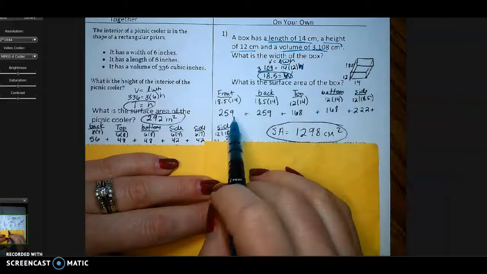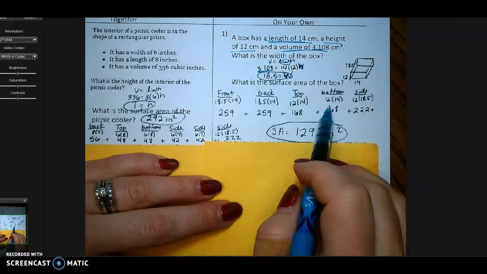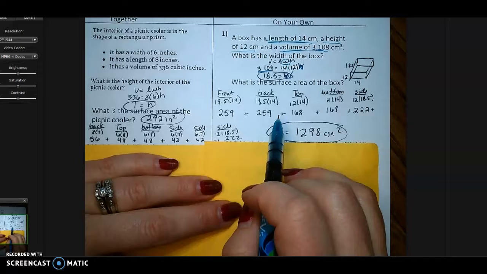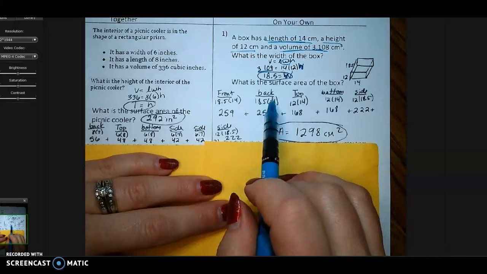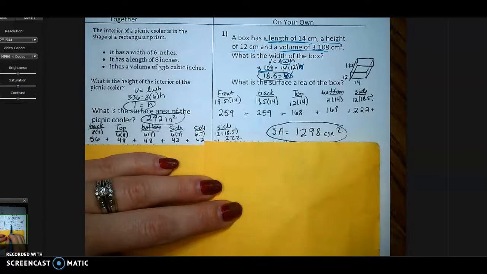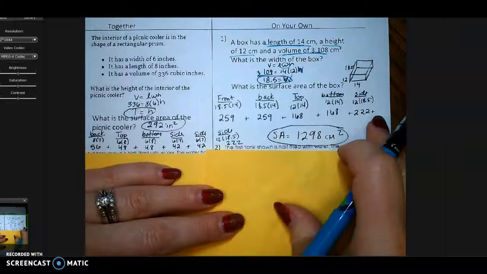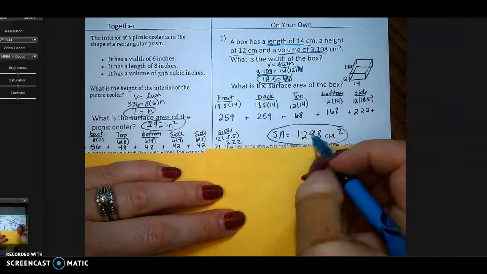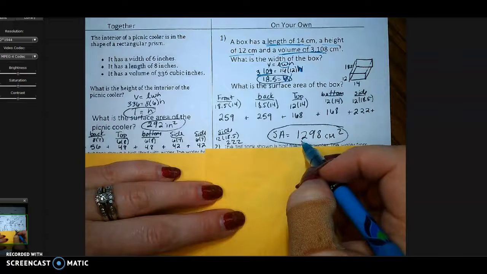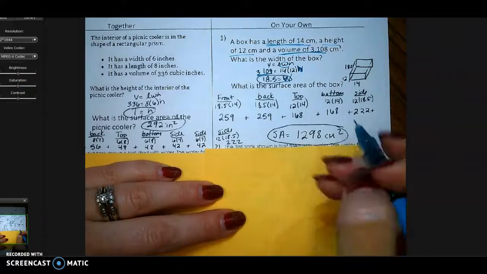You can draw that there, and then we've got the front, the back, the top, the bottom, and the side to find the surface area of the box. Remember, we've got the side twice, and this time they did them out separately. We add those all together, and we get 1,298 centimeters squared.